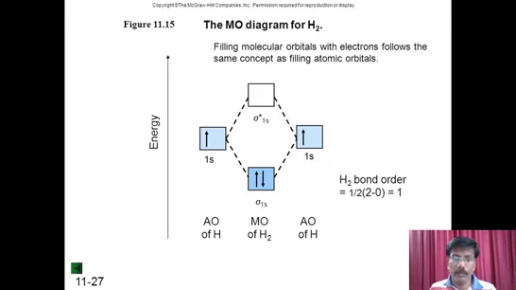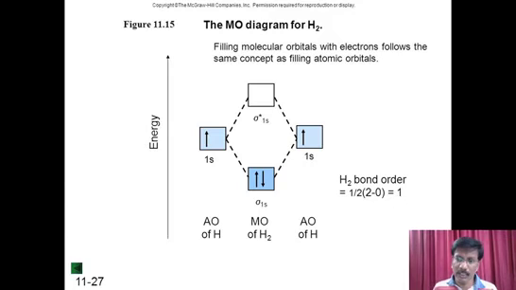Therefore, to calculate bond order: bond order is equal to bonding electrons minus antibonding electrons, divided by 2. Bonding electrons are 2, minus antibonding electrons 0, so 2 minus 0 is 2, 2 by 2 is equal to 1. So that 1 is the bond order. So the hydrogen bond order is 1. Based on that, we can easily say whether it is stable or not. Yes, it is a stable molecule.